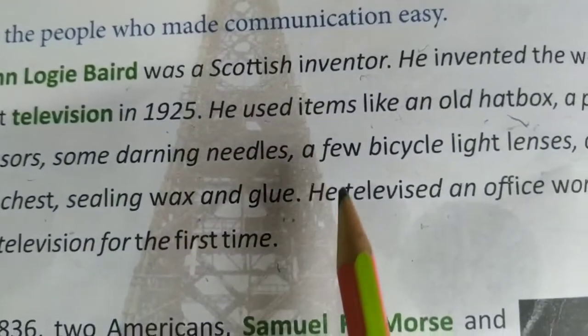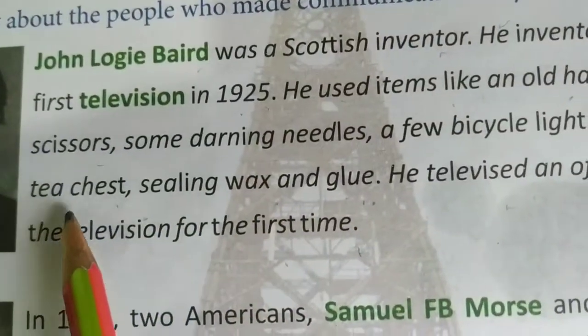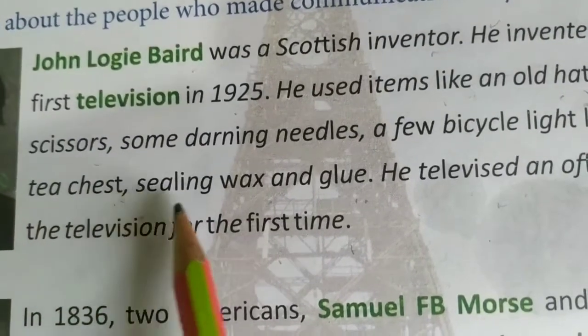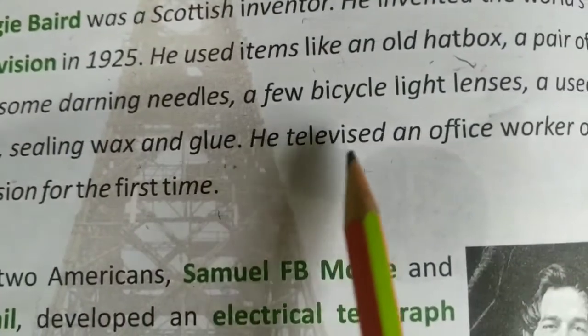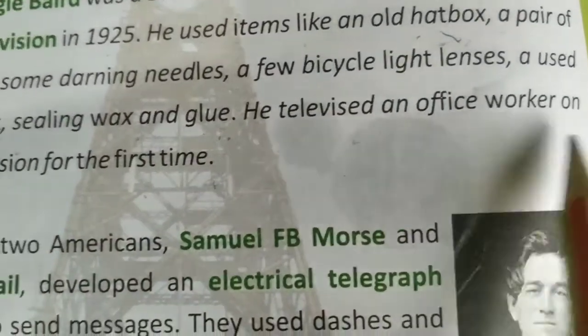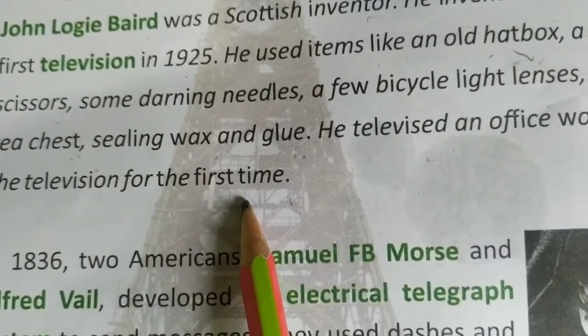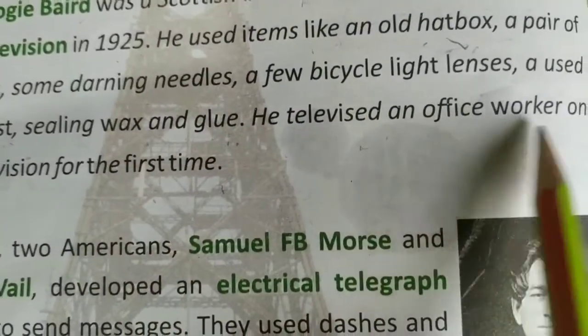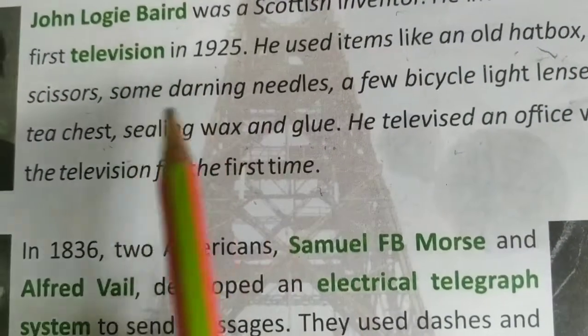He also used a bicycle light lenses, a used tea chest, sealing wax and glue. He televised an office worker on the television for the first time. So whom did he televise? An office worker, and these are the things he used in preparing what?